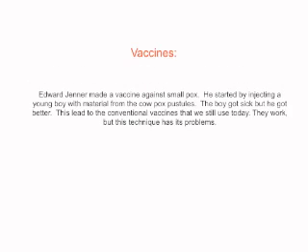Hello class. As we learned in lecture, Edward Jenner made a vaccine against smallpox. He started by injecting the young boy with material from the cowpox pustules. The boy got sick, but he got better. This led to the conventional vaccines that we still use today. They work, but this technique has its problems.